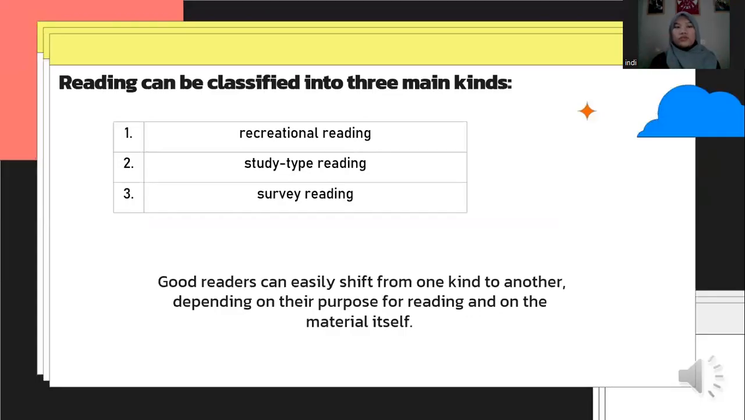Next, I want to show that reading can be classified into three main kinds. I have 3 points. One is recreational reading, two is study type reading, and three is survey reading. In this reading, a good reader can easily shift from one kind to another depending on their purpose for reading and on the material itself.